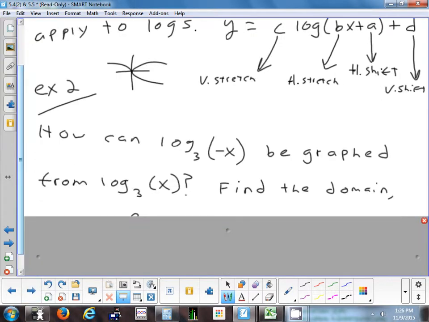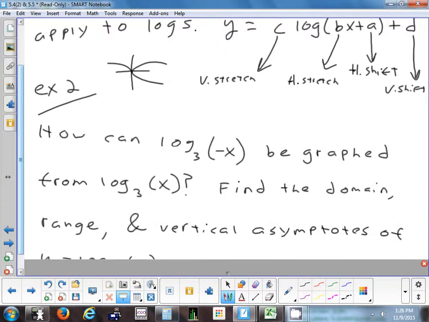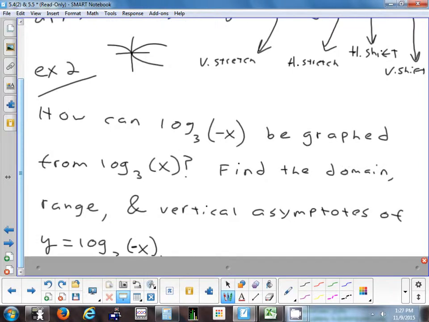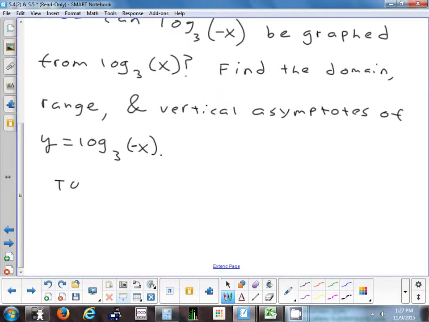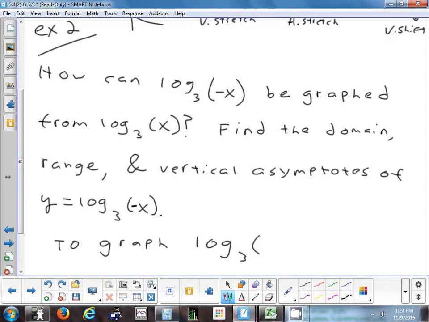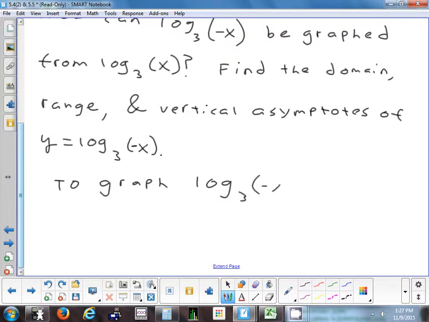All right, so using what we just went over, I want to know basically what the negative is going to do. So just one thing. Put a negative in front of x. And then I want to find the domain, range, and vertical asymptotes. Right, so to graph log base 3, the base doesn't matter. As long as you're comparing base 3 to base 3, all you have to do is look at the transformations. You're going to take log base 3 of x, and what's that negative going to do?